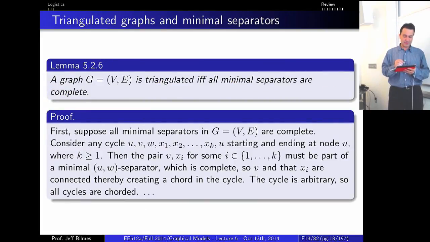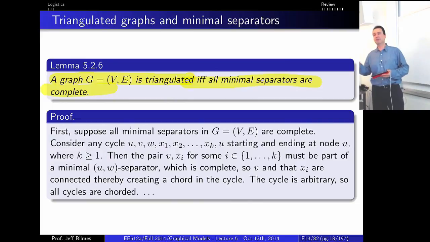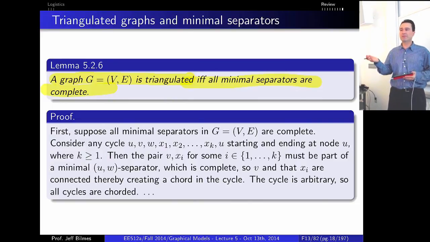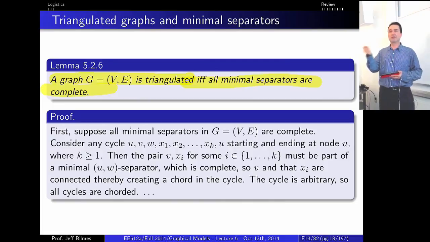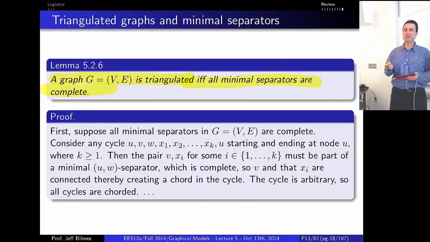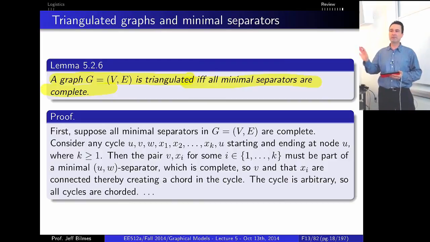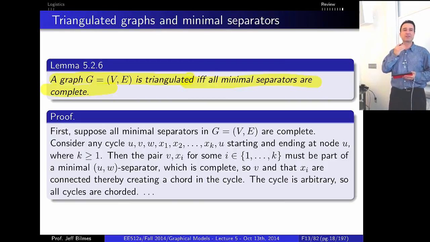And then the last important theorem that we proved last time was that the notion of triangulation, that a graph is triangulated, is identical to the notion that all minimal separators are complete. So remember, a minimal separator is a minimal AB separator for some A and B, and a minimal AB separator is one such that any subset of the separator is no longer an AB separator. Okay. And we also saw examples where a minimal separator can be a subset of another minimal separator. But the main point is that you take any minimal separator for any AB, it has to be complete. And if that's the case, then your graph is triangulated.